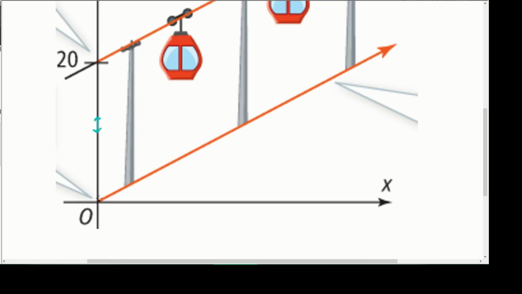So our first, the hills line is right here at 0, and the gondola line is at 20. So we can say that our y-intercept here is 20, and our y-intercept here is 0.